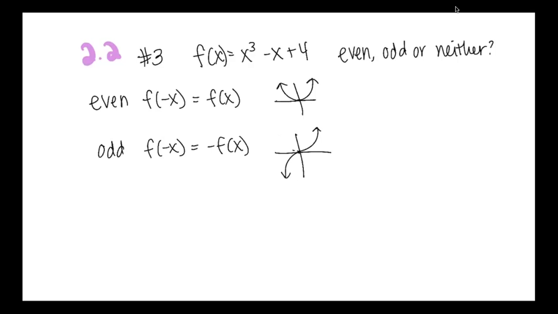So let's see. We'll plug in negative x into this function and see what happens. So I'm going to replace all the x's with negative x with parentheses just to be safe. So negative x cubed minus negative x plus 4. And we'll simplify.